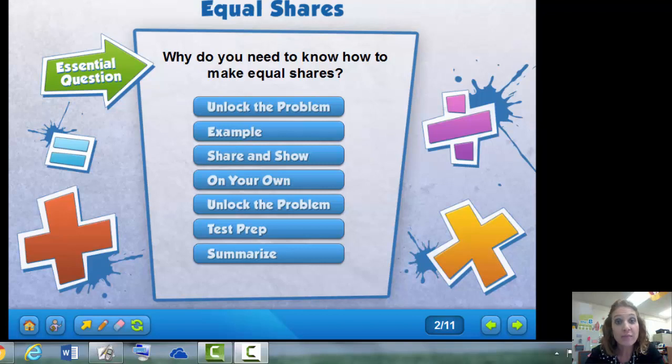Here's our essential question. Why do you need to know how to make equal shares? Let's think about that for just a minute. I wonder if you have some food that you needed to share, like pizza, and you only had several friends, and you had so many pieces, would you need to know how to make equal shares so that everybody got the same amount of pizza? That might be one way. We're going to look at some other ideas and other ways that you're going to need to know in the real world why it's important to know how to make equal shares. Are you ready? Good. Let's get started.